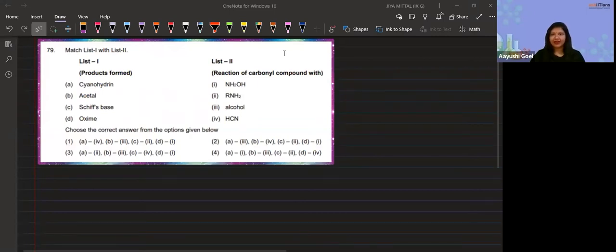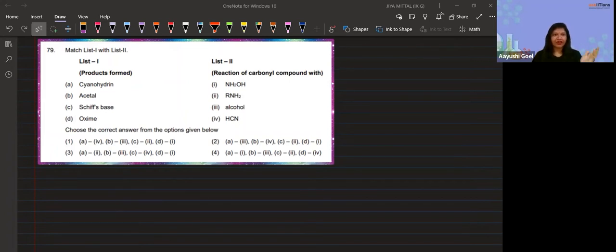The question is on my screen. As you can see, it's a match the following question. In a match the following question, we have to see the options, as I told you in the earlier videos also. You can check with any one item and then you will know the product, so it will save your time. Let's see what it says.